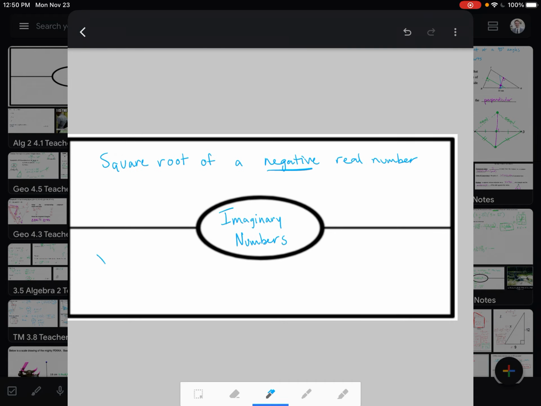So we know something like if you have the square root of 16, well, we can break that down. We know that 4 times 4 is 16. But if we have the square root of negative 16, nothing times itself exactly equals negative 16. This doesn't exist. Because again, if you multiply 4 by itself, you get positive 16. If you multiply negative 4 by itself, again, you get positive 16 again. So this is where actually imaginary numbers come in.